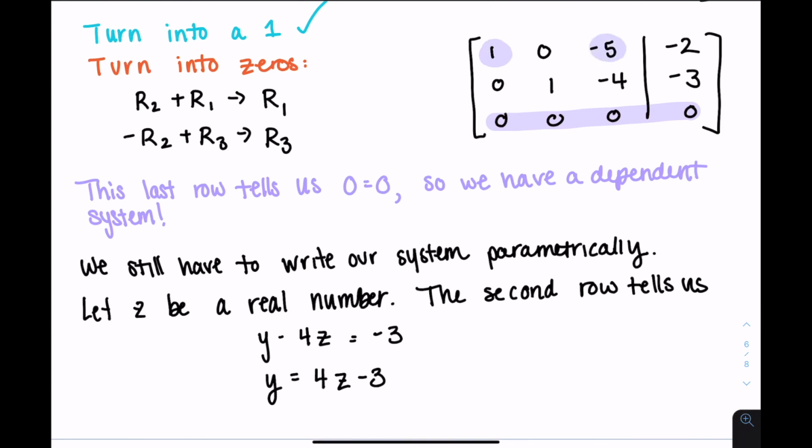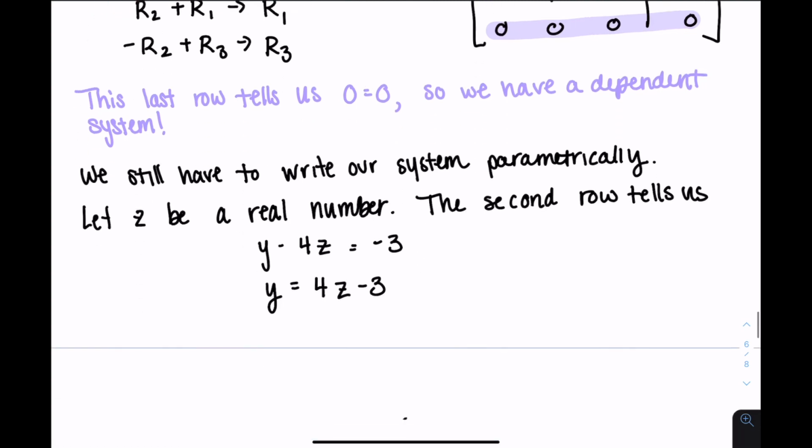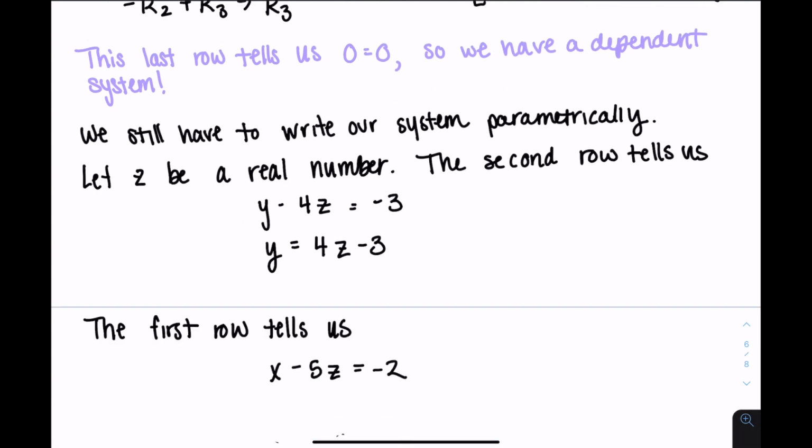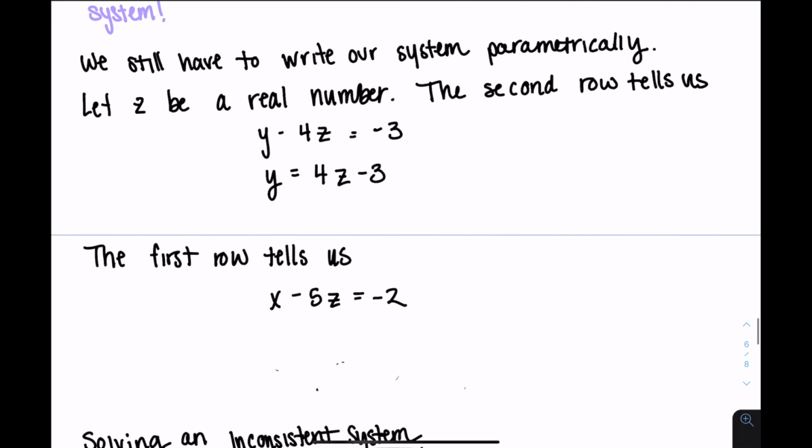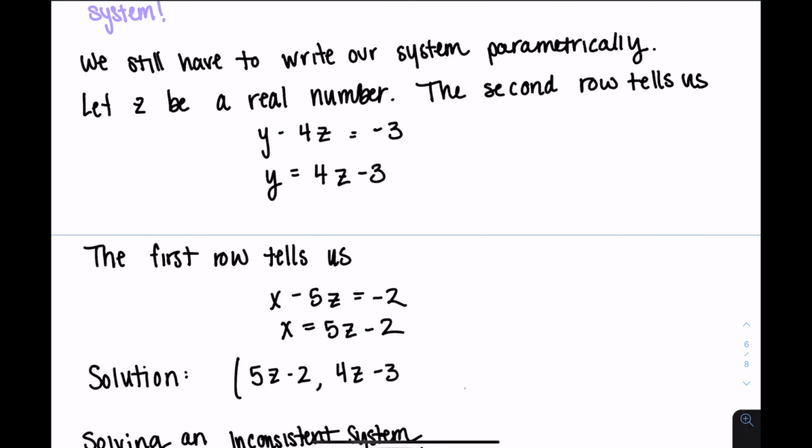I've got x, z, my constant, and no y's in here. So the first row tells us x minus 5z has to equal -2. Solving that for x, you get x is 5z minus 2. So our solution is my x coordinate has to be 5z minus 2. My y coordinate is 4z minus 3. My z coordinate can be anything we want as long as z is a real number. So this is our way to write that triple system parametrically.